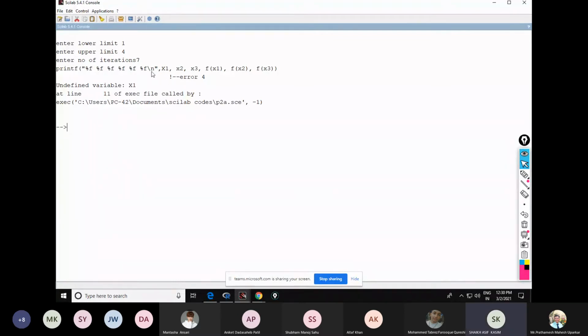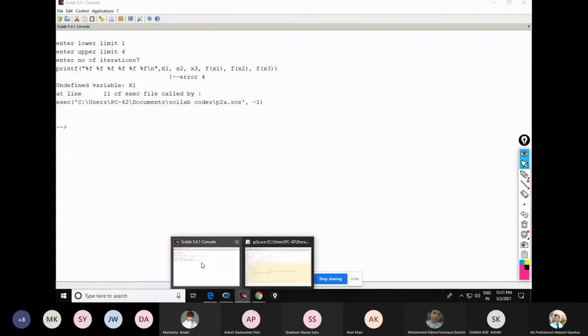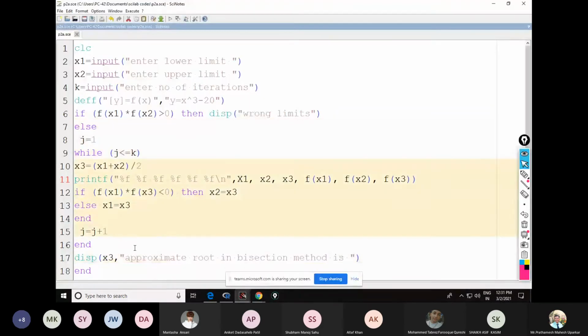ओके, तो मैंने जानबूझ के एक वेरिएबल नेम, कभी कभी आपके टाइपिंग में मिस्टेक हो जाता है, कैपिटल चीज को आप स्मॉल लिखते हो, स्मॉल चीज को कैपिटल लिखते हो, देन इट इज शोइंग द एरर undefined variable x1. ठीक है, और उन्होंने लाइन भी बताया at line 11, see here, at the line 11 of the executive file. So let me go to the executive file, that is .sce. See here, 11 लाइन पे एरर है. Are you getting? तो 11th लाइन पे x1 करो, एरर सॉल्व किया.